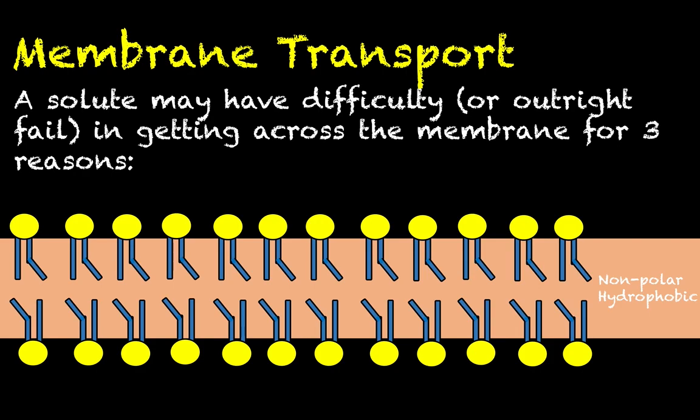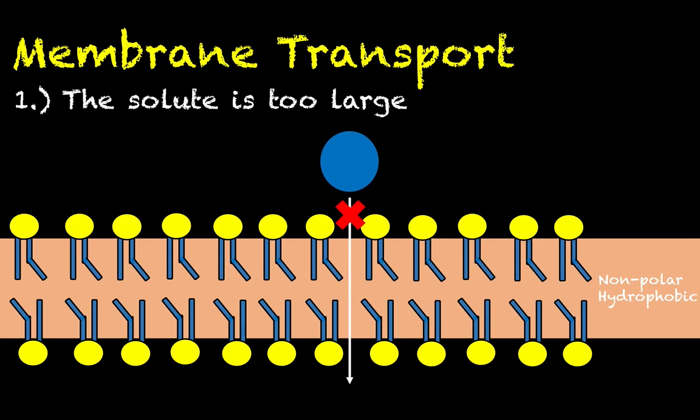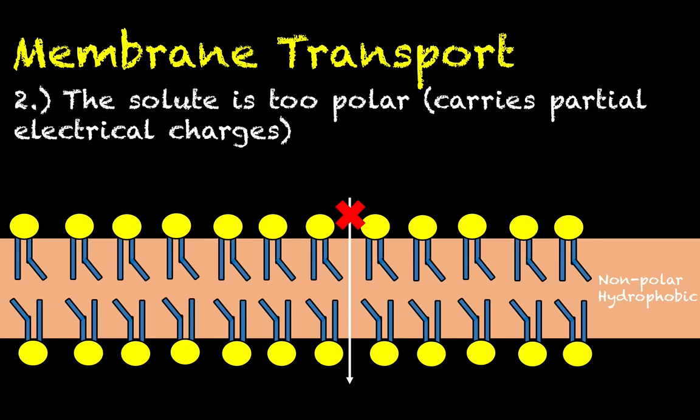So for that reason, we can establish some rules that are going to dictate the ability of molecules to move through the membrane. Any given molecule or any given solute may have difficulty or may outright fail in getting through the membrane for three different reasons. Number one, the solute is too large. Very large molecules like macromolecules, proteins, nucleic acids, and things of that nature are usually going to be way too big to squeeze in between the little gaps in between neighboring phospholipids. So that's pretty simple to understand.